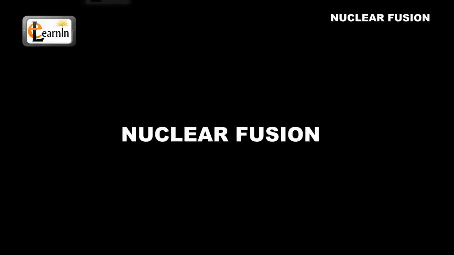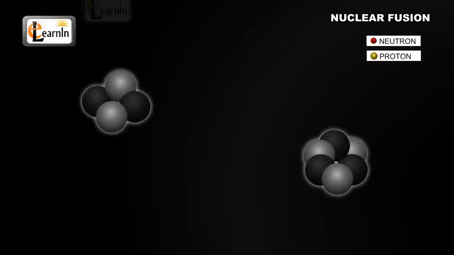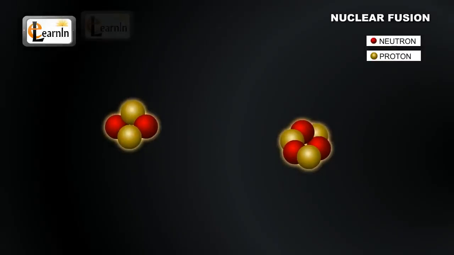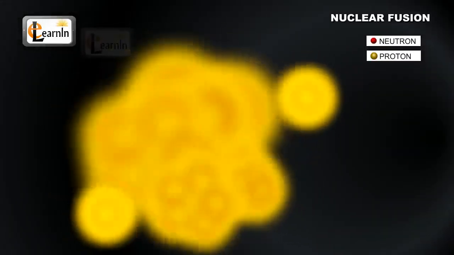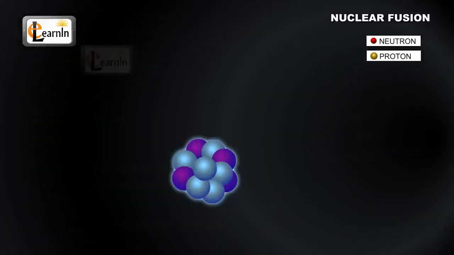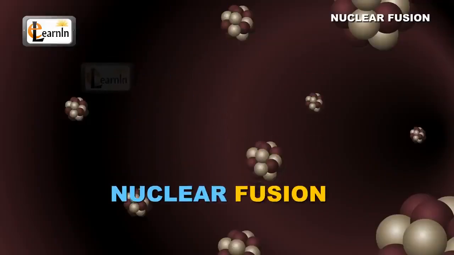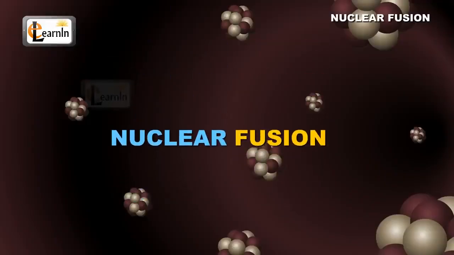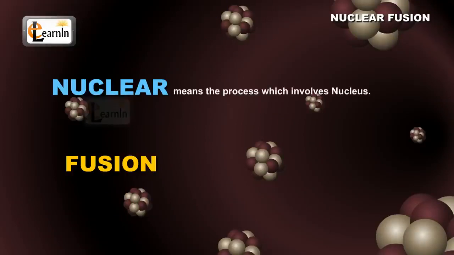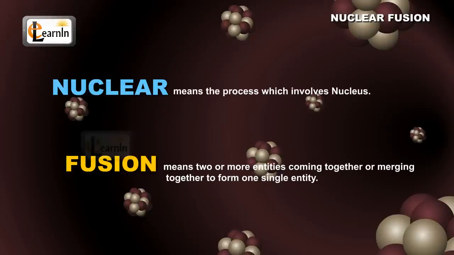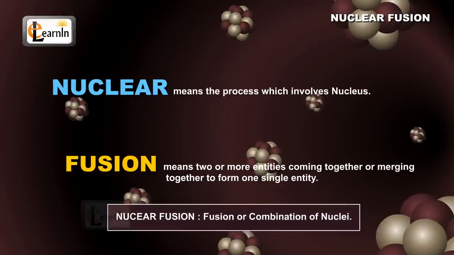Nuclear fusion. In this video, we're going to understand how two or more nucleons merge or fuse together to create something more powerful and meaningful. So let's start by talking about the word nuclear fusion. Nuclear means the process which involves the nucleus, and fusion in English means two or more entities coming together or merging together to form one single entity. So, nuclear fusion can simply be defined as the fusion or combination of nuclei.